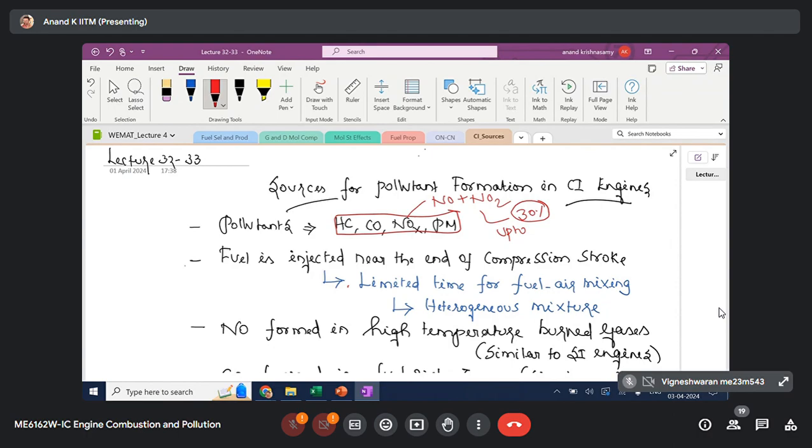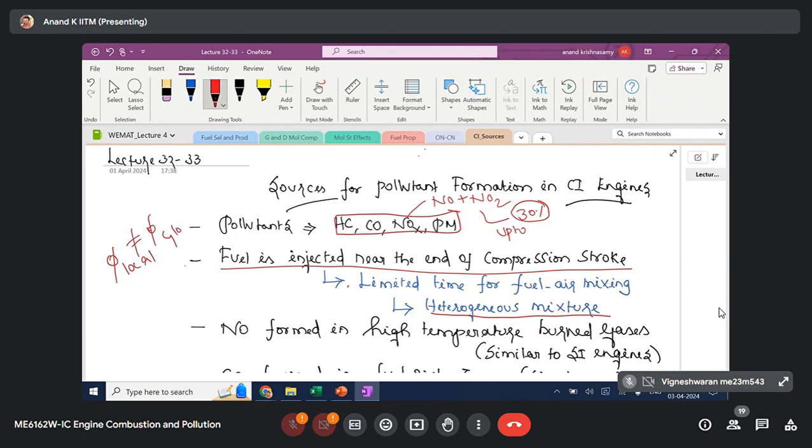So here the fuel is injected near the end of the compression stroke. We give very less time for fuel-air pre-mixing before the combustion gets started. This less time for fuel-air pre-mixing leads to a heterogeneous or non-uniform fuel-air mixture inside the combustion chamber, and that's why you have this phi local different from phi global.